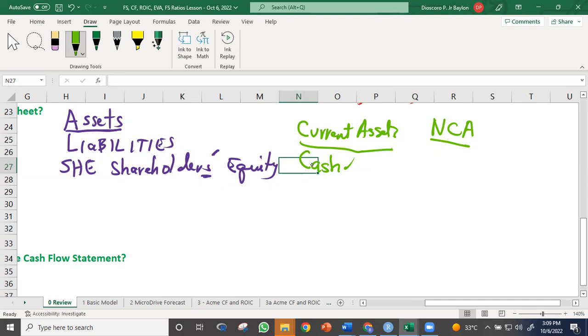So isa lang ba yung laman ng current assets? What else can we find under current assets? Yes, Mark? Sir, accounts receivable po. Yes, okay. So let's put here receivables. So all types of receivables. It can be accounts receivable or trade receivables or notes receivable. Okay, all types of receivables are lumped into this account receivables. What else? Ibig sabihin may kulang pa tayo dito. Any of the current assets.